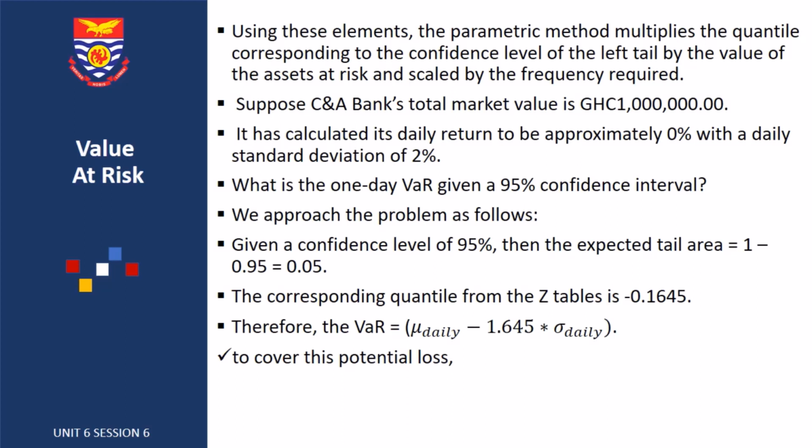Therefore, the value at risk can now be calculated as the mu daily minus 1.645 times the standard deviation daily. So this is the measure of the daily returns, or the average daily returns, and this is the measure of the daily average risk, or the standard deviation. To cover this potential loss, we consider this further in our next slide.